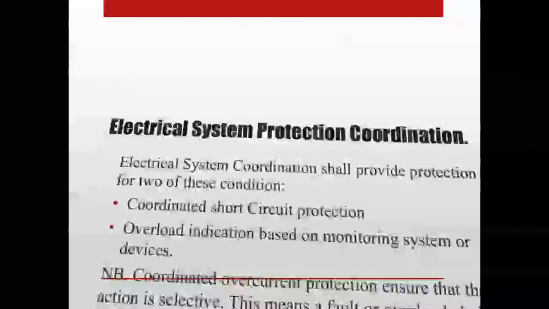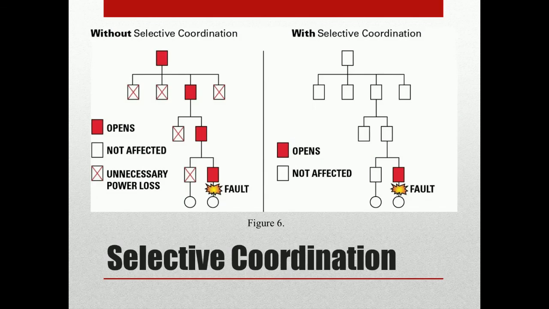Figure 6 is a perfect example of how a selective coordination protection system is implemented. The graphics illustration shows us how the fault in the system works to isolate only the affected area versus the whole electrical system.